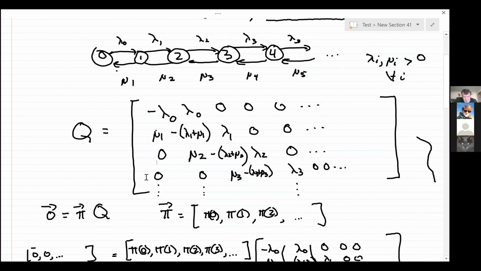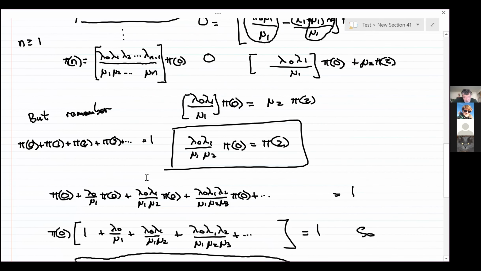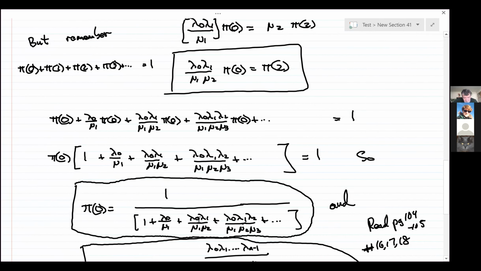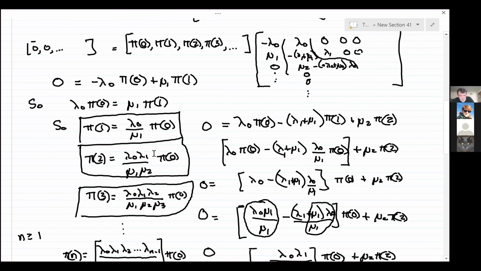When does it not have a unique stationary distribution? It does not have a unique stationary distribution when this infinite series sums to infinity. Because if it sums to infinity, then pi 0 would be 0. And because all the other pi's are in terms of pi 0, multiplying pi 0 by some constants, then all the others would be 0 as well. And they can't all add up to 1 if they're all 0.